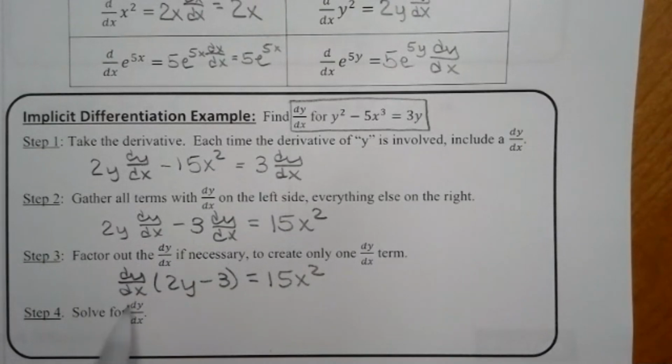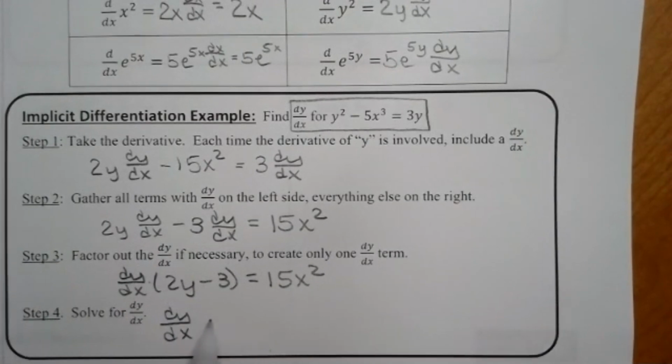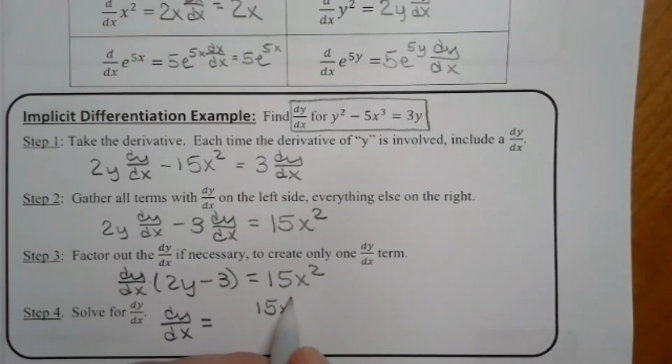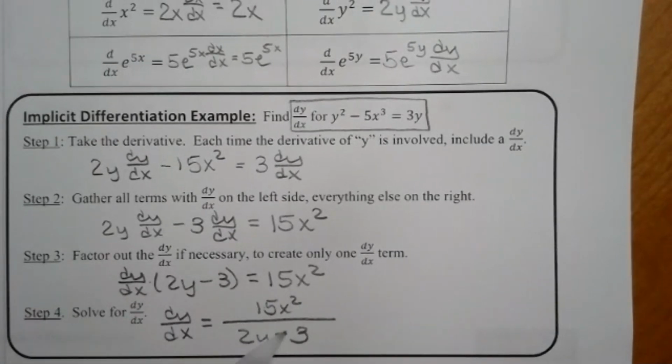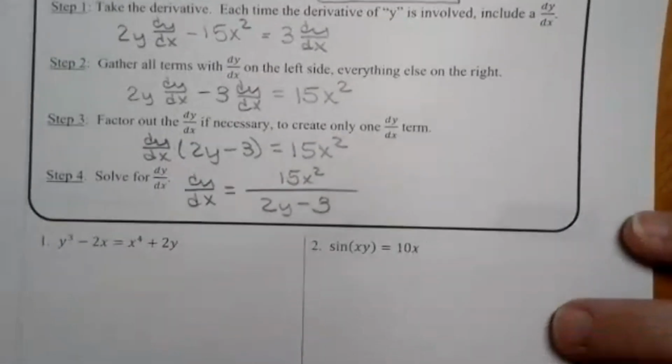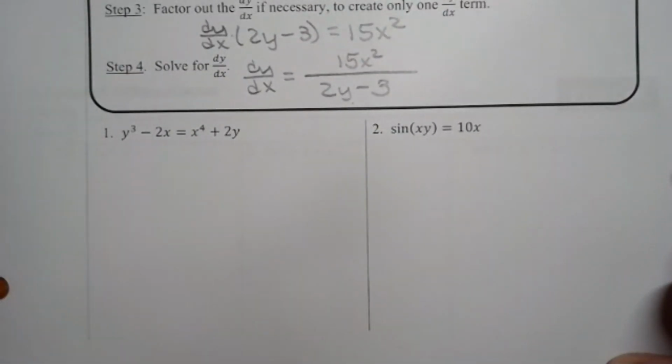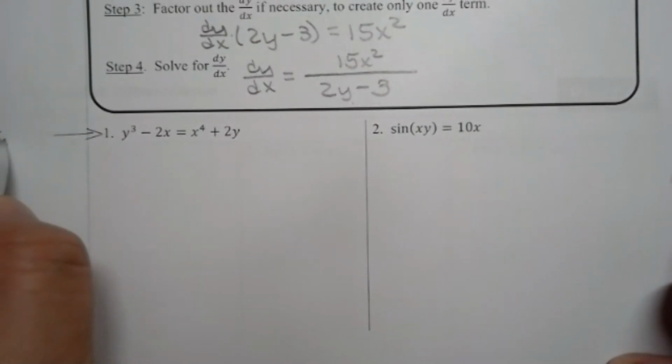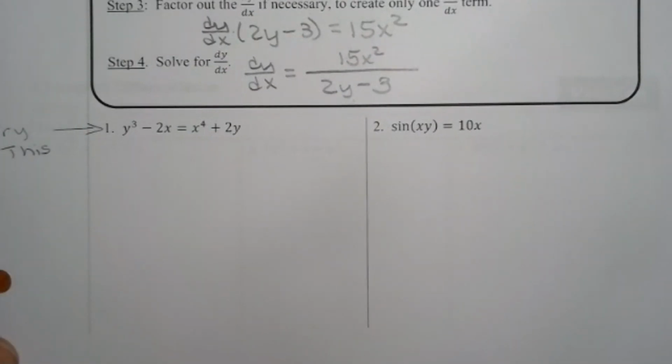Your last step is to solve for dy/dx. It's multiplied by this, which we'll loosely call a coefficient, so we're going to divide that away. That gives me 15x squared over 2y minus 3. I cannot cancel my 15 and my 3 because there's subtraction in the bottom. You're going to follow these same steps for every type of problem. So I'm going to pause the video and you are going to try this one by yourselves. Pause your video right now and try this problem. It's a nice, easy one.